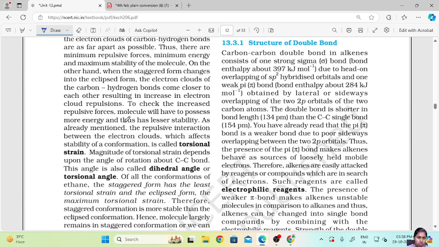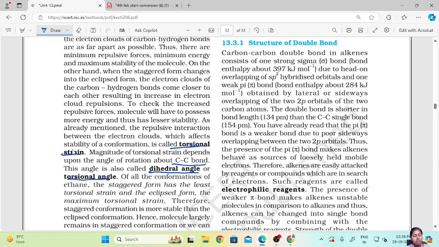Now, as already mentioned, the repulsive interaction between the electron clouds which affects the stability of a conformation is called torsional strain. The magnitude of torsional strain depends upon the angle of rotation of the carbon-carbon bond. This angle is also called the dihedral angle or torsional angle.